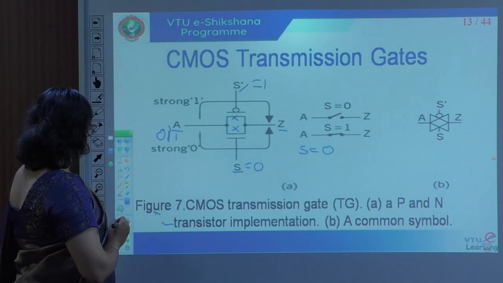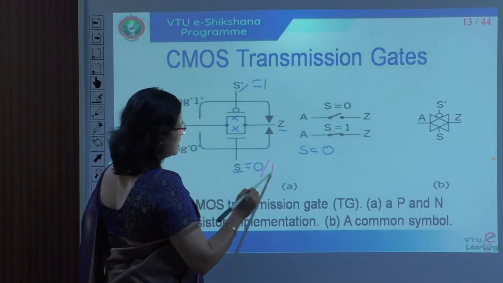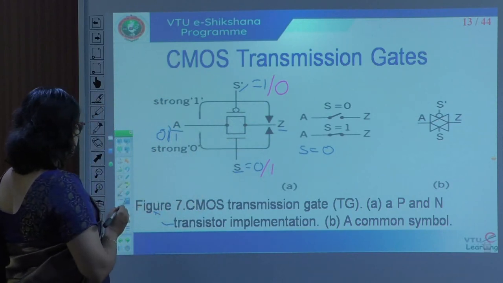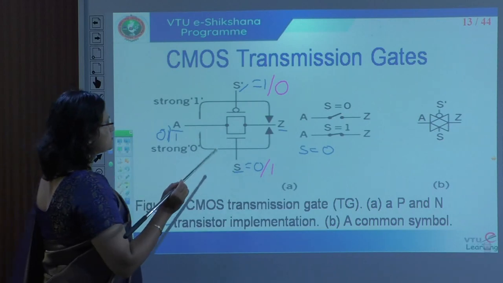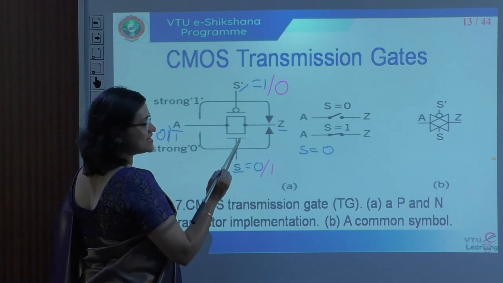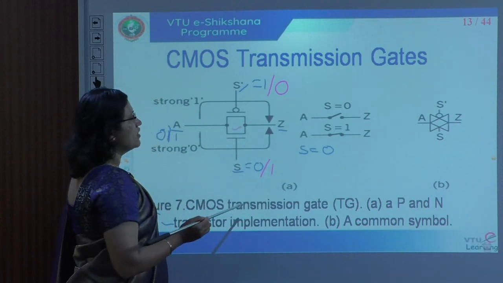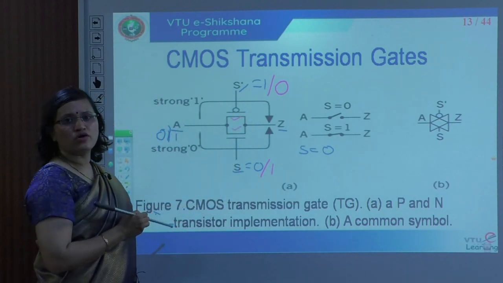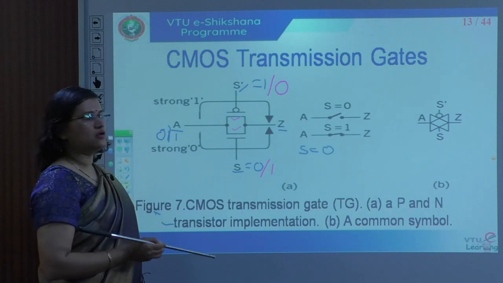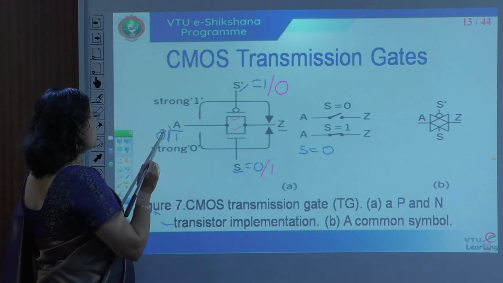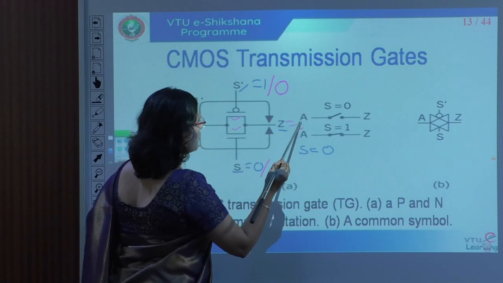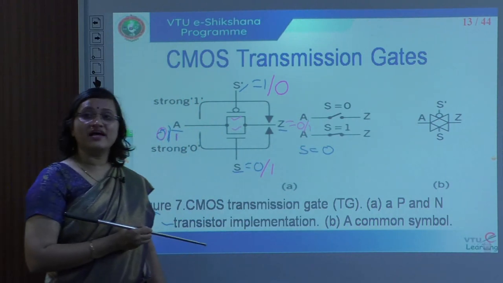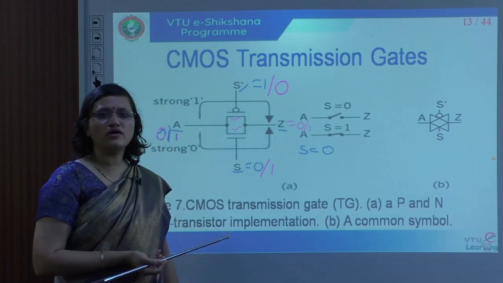Now if you give S is equal to 1, obviously S bar is equal to 0. So when S is equal to 1, since this is an N-channel transistor or NMOS transistor, it is turned on. This is a P-channel transistor or PMOS transistor, and this is also turned on. Now the switch is closed when you apply S is equal to 1. So the transmission gate works like a buffer. If you give 0 over here, your Z will be 0. If you give 1 here, Z will be 1. So that means the transmission gate is going to give strong 0s and strong 1s.